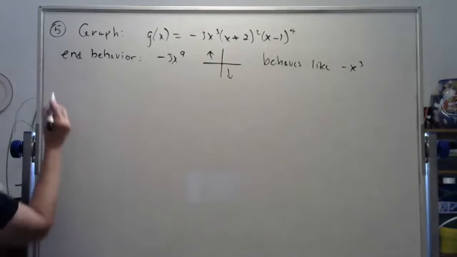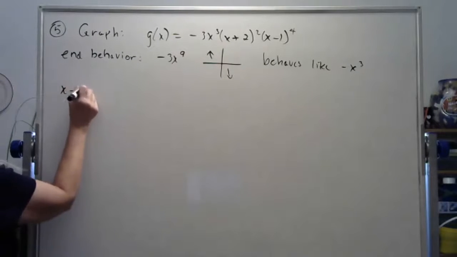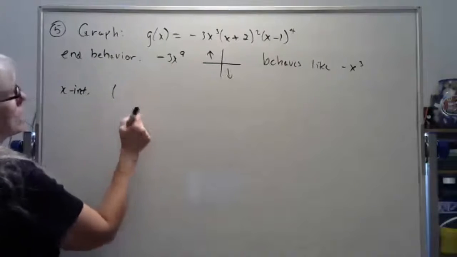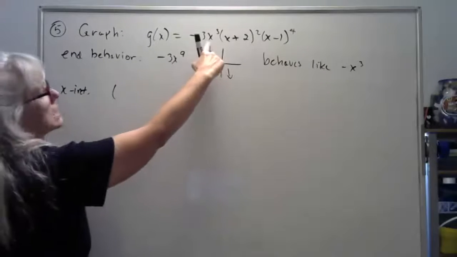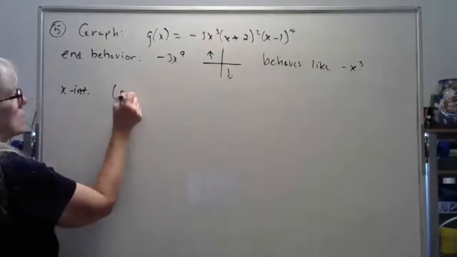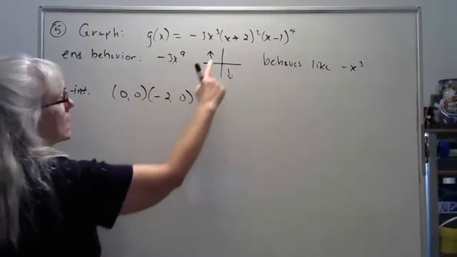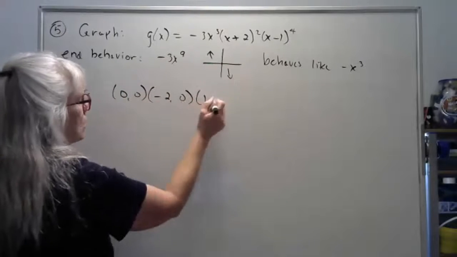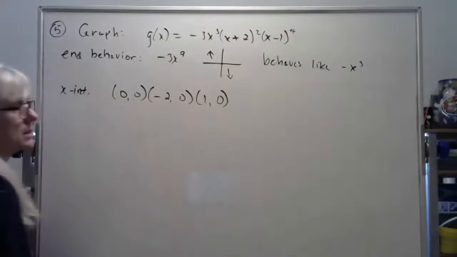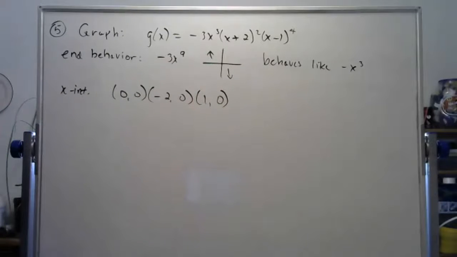Okay, what about the x-intercepts? So what are our x-intercepts? This x cubed that's sitting out in front comes from (0, 0). We have another x-intercept at -2. And the last x-intercept is at +1. So 0, -2, and +1. Then they're going to ask you what the zeros are, which are the same thing.